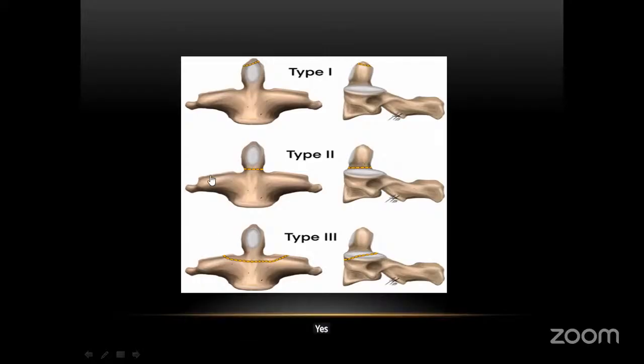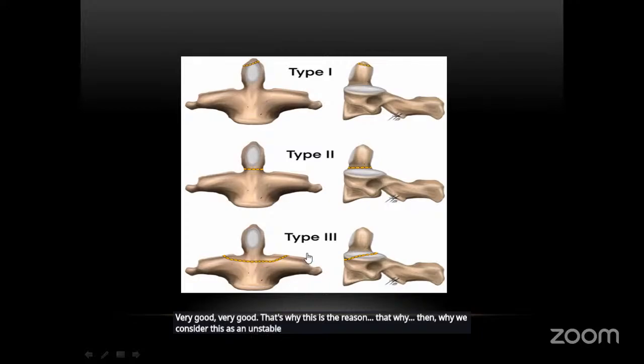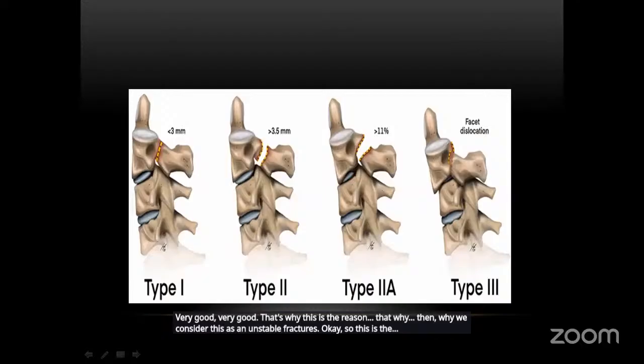Sir, type 2. Excellent, Dr. Sana. So type 2. Why is type 2 an unstable fracture? Sir, because the neck is attached to the body and there is less blood supply, so difficult healing. Very good. That is the reason why we consider this an unstable fracture. You can see the odontoid.